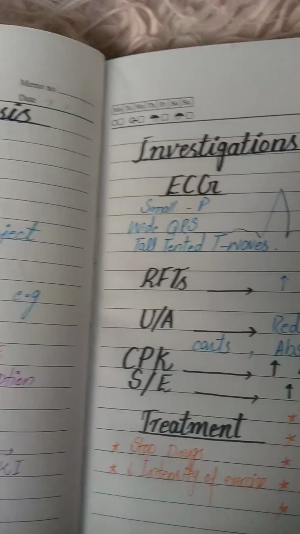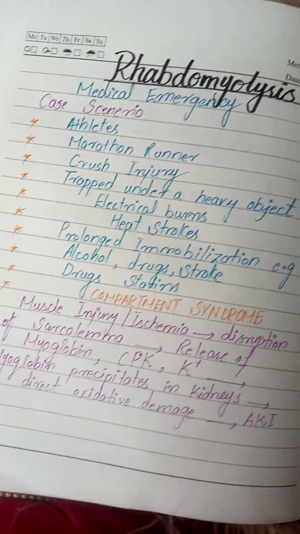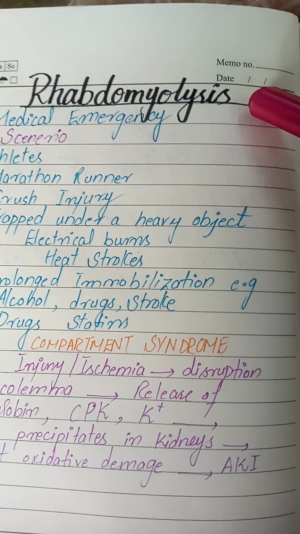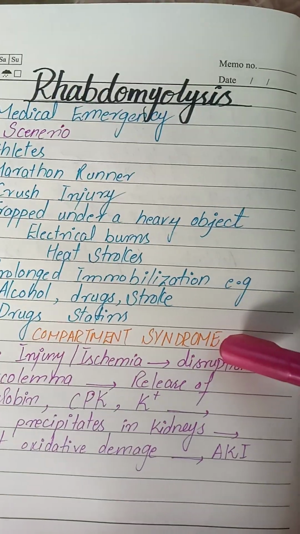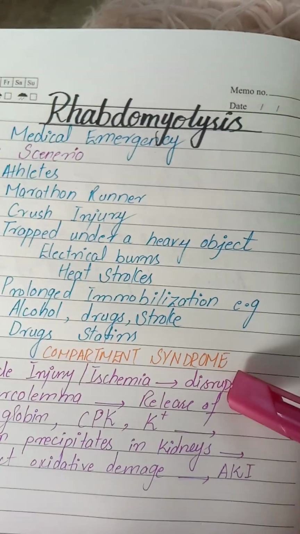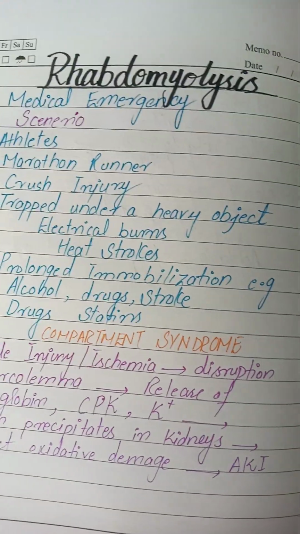And that's it. An important point to remember is that compartment syndrome can cause rhabdomyolysis, and rhabdomyolysis can cause compartment syndrome, and usually the patient will die because of DIC and hyperkalemia. That's it.